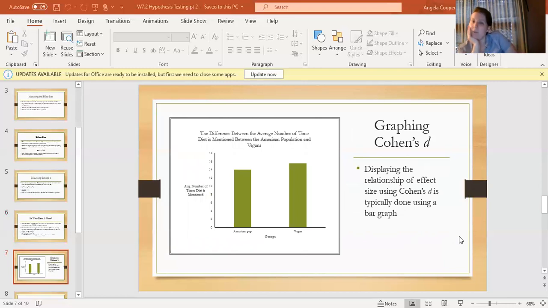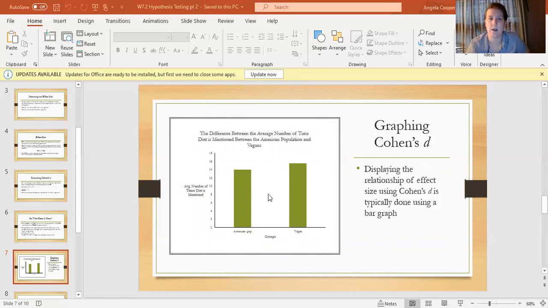Now, typically when we graph Cohen's d, we use a bar graph. We're not really going to be dealing with histograms much. I know that's like an old word at this point. That was probably about a month ago at this point. But now we're sticking to just standard bar graphs. And so when we depict the differences between groups like we do with Cohen's d, typically we're going to do that using a bar graph.